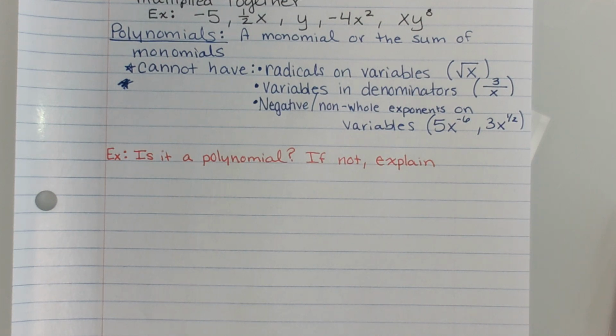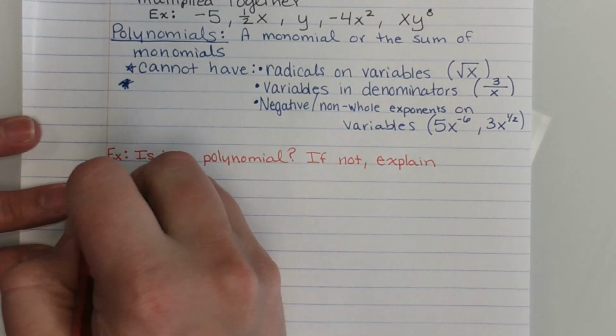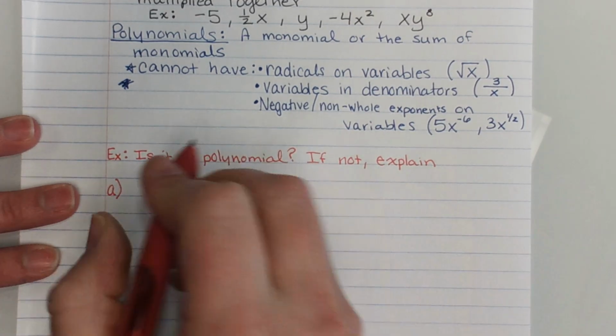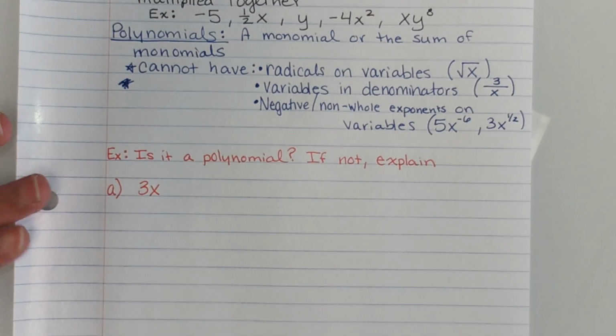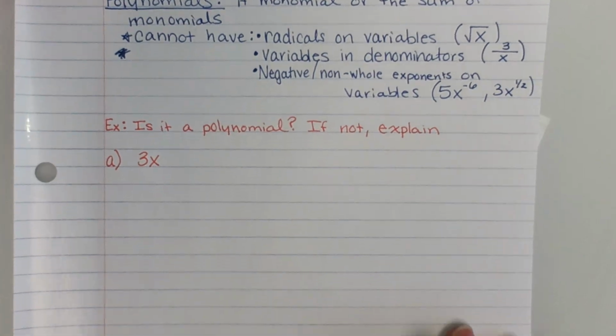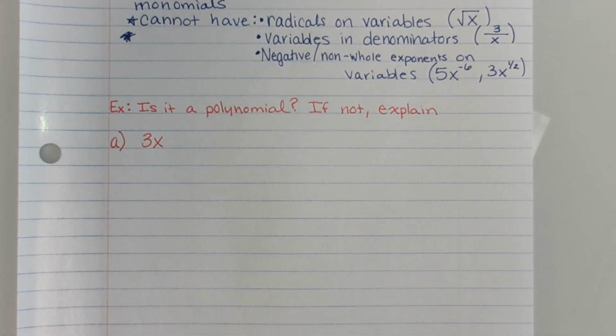Today, one of the things we're going to be looking at is, is it a polynomial? If not, explain what makes it not a polynomial. I don't need you to explain if it is. If it is, it's just fitting the definition. If it's not, tell me where the issue is. Three x. Polynomial? Do y'all agree with Matt? Yes.